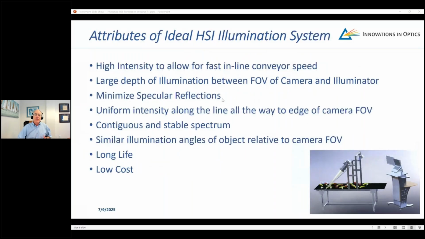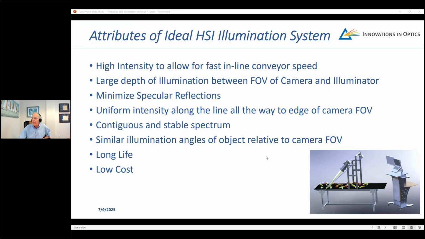and to get an understanding of what attributes the illumination system could have, we would like to have high intensity across the full width of the line, large depth of illumination so we can see larger devices, materials and objects. We want to minimize specular reflections because that hides information. And we want a very stable and continuous spectrum without a lot of dips, because anywhere there's a dip in the wavelength, that's a lower signal-to-noise ratio, which limits the line speed and your ability to resolve the metrics that you're looking for.